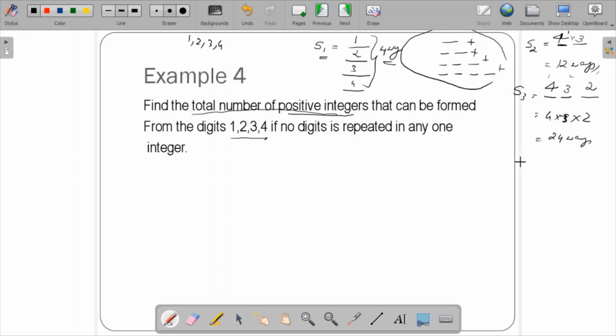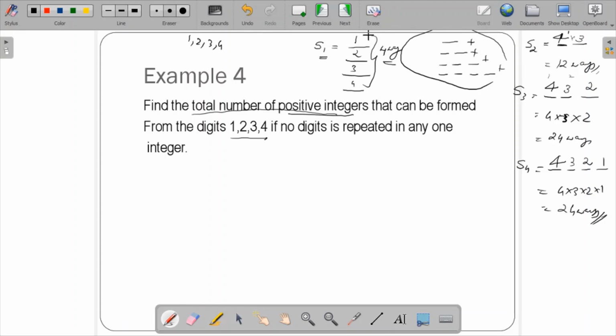That is for S3. Last is S4, because 4 digits are there. So 1, 2, 3, 4 has 4 possible ways. Next, no repetition, so 1 reduction, 3. Again no repetition, so 2. Again no repetition, it is 1. So it is 4 into 3 into 2 into 1. 4 3s are 12, 12 2s are 24 ways. So these are the possible ways you can arrange.